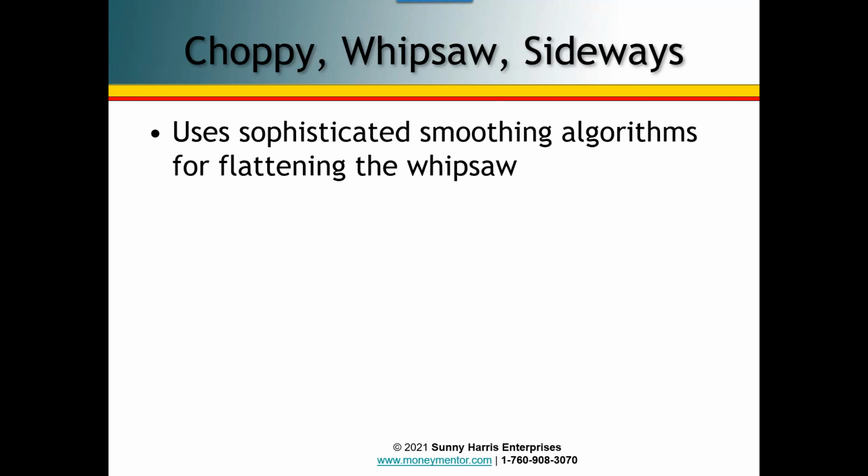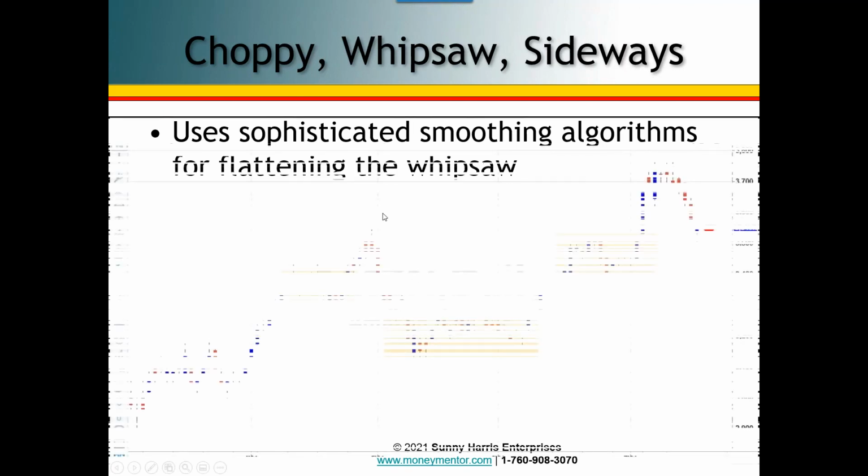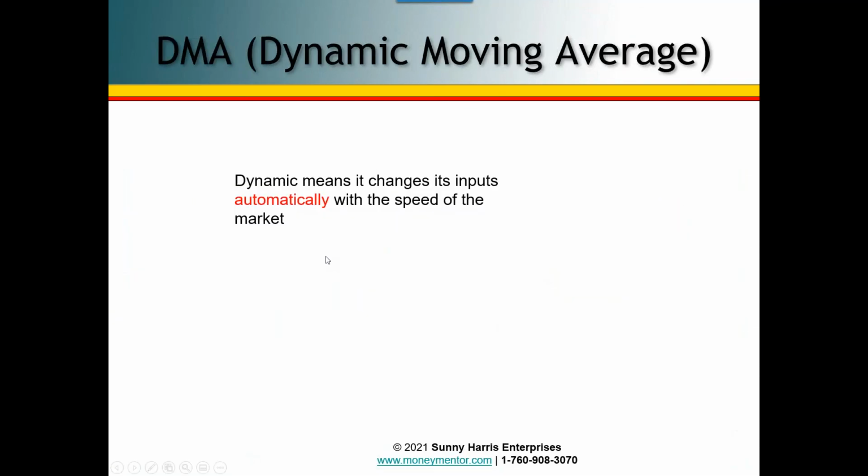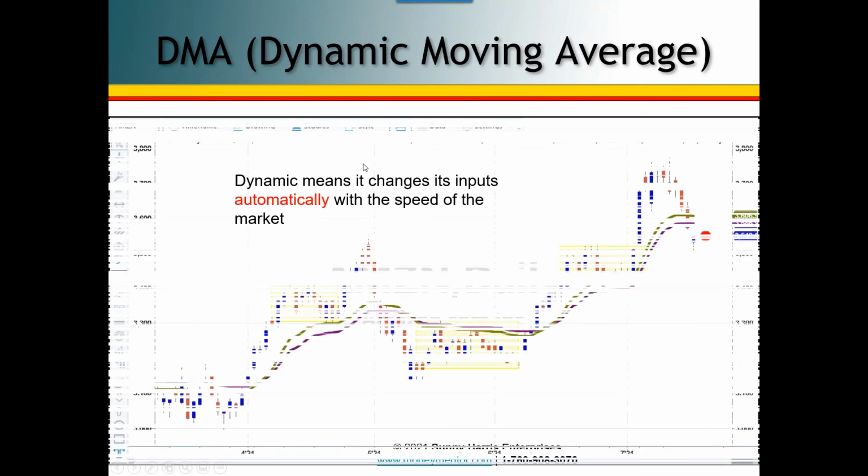So I created some sophisticated smoothing algorithms for flattening the whipsaw. Most moving averages, when they get in these periods that are marked in yellow here, where the market moves sideways, they'll get in that and you'll get a trade, and a trade, none of which will be winners. So I developed some mathematical algorithms that change automatically with the speed of the market. So dynamic means it's changing itself. You're not giving it different inputs and optimizing them. You're just letting it do its own thing. And that's my dynamic moving average.